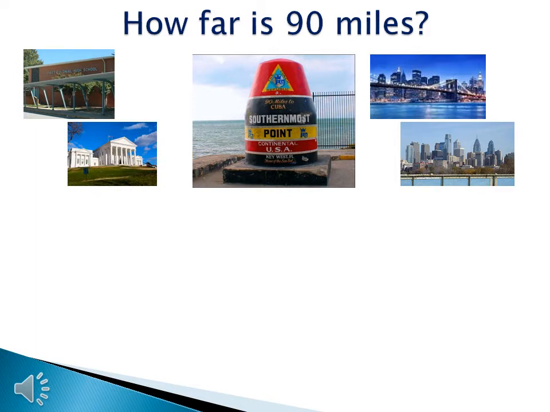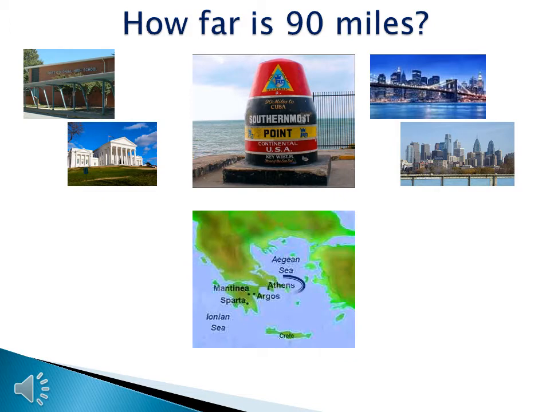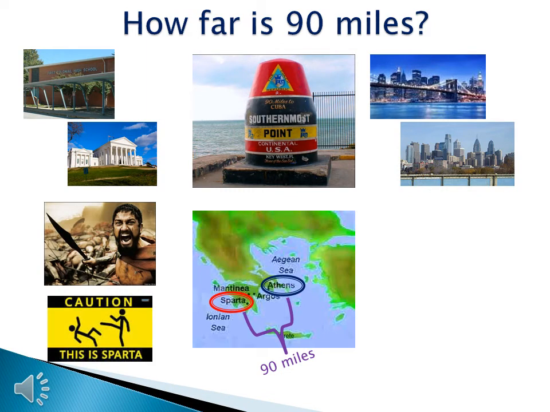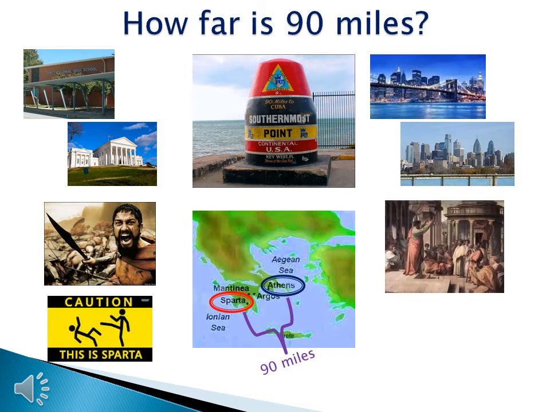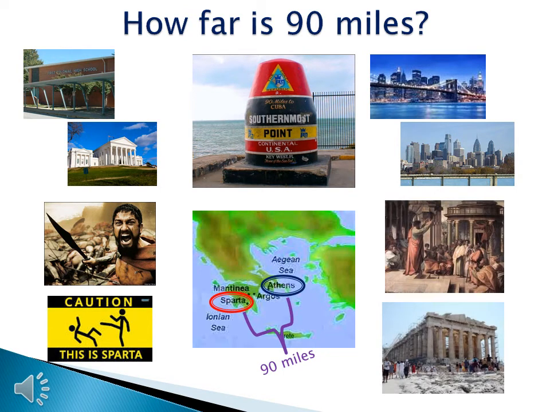Well, who cares how far it is for it to be 90 miles? Well, we care because you see, Athens and Sparta are 90 miles apart. They're so close together, yet Sparta looks like this and Athens looks like this. How did these two city-states develop so differently? Well, it's all about Greek geography. With that said, let's go to the next slide.